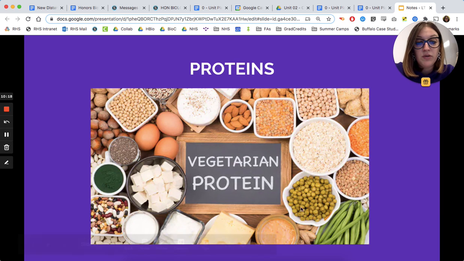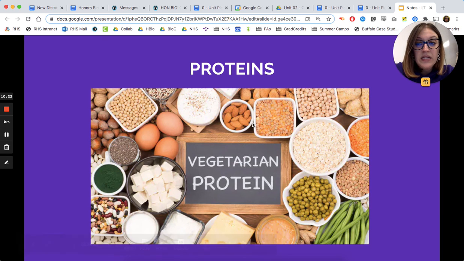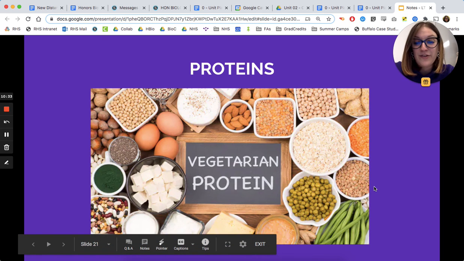Examples of vegetarian protein include legumes, including peas and soybeans, nuts, and tofu. They all provide protein. Lentils and green beans are also great sources of protein.